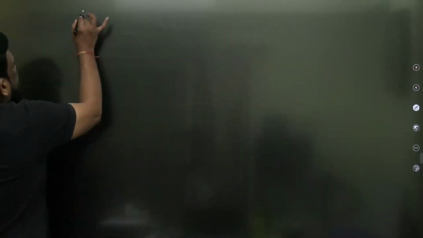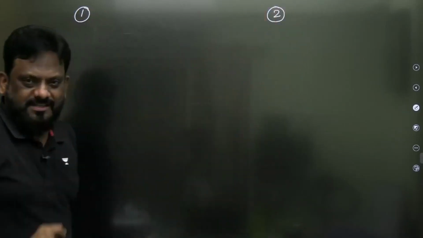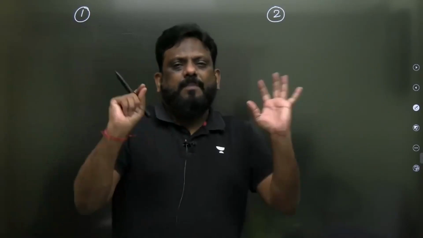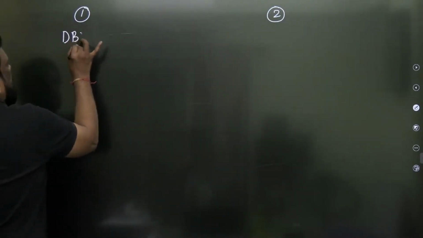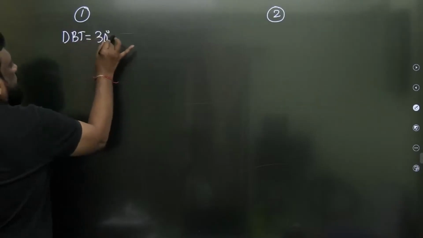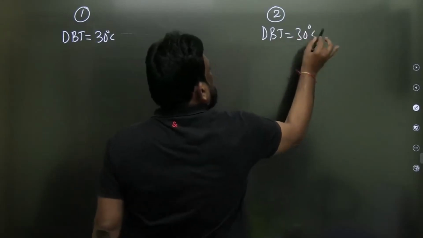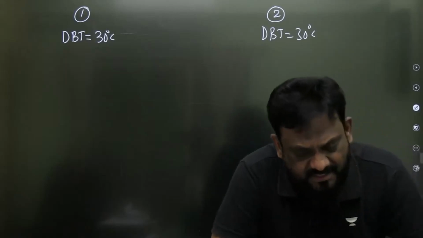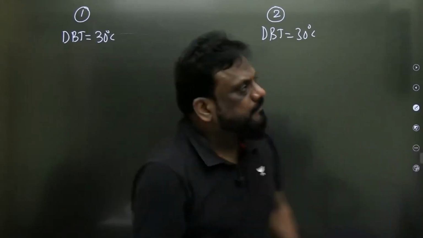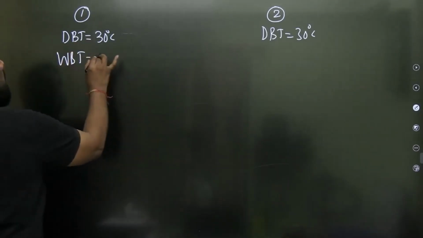Now observe here. Let us take case 1. Let us take case 2. Listen very carefully, sir. Now comes the beauty of wet bulb temperature. The dry bulb temperature is 30 and the dry bulb temperature is 30. With this information, can I tell the quality of air? No. Let the wet bulb temperature be 28.